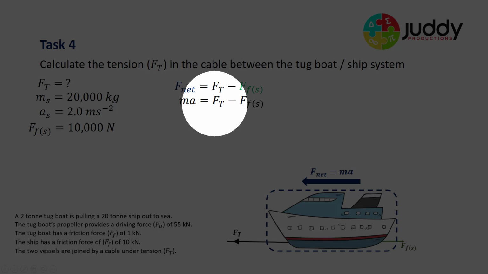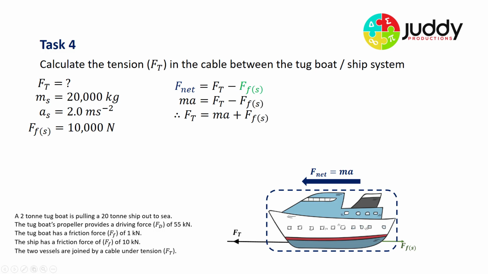In order to get the force of the tension by itself, we need to get rid of this force of the friction of the ship. We'll add that across to the left-hand side. That leaves us with the force of the tension is equal to ma plus the force of the friction of the ship, and we can sub our values in. The mass of the ship was 20,000, acceleration was 2, and the frictional force of the ship was 10,000. So that will give us 40,000 plus 10,000, resulting in a tensional force of 50,000 newtons to the left.